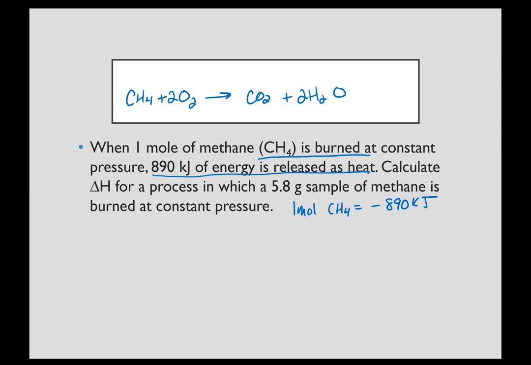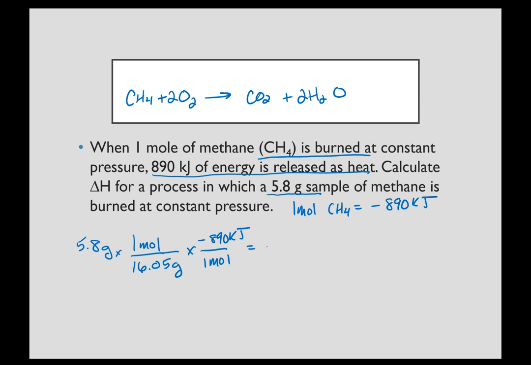We're going to calculate delta H for a process where 5.8 grams of a sample of methane is burned. So 1 mole releases 890 kilojoules. I don't have a mole, I have 5.8 grams. So we just do a little conversion from grams to moles. So methane is 16.05 grams from the periodic table. I can then actually use that as a conversion factor. 1 mole of methane releases 890 kilojoules of energy.